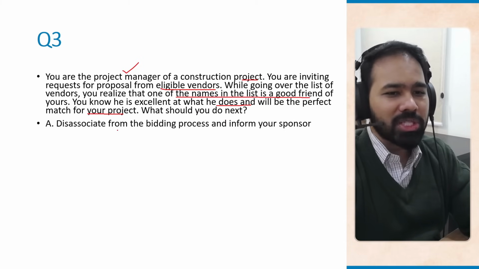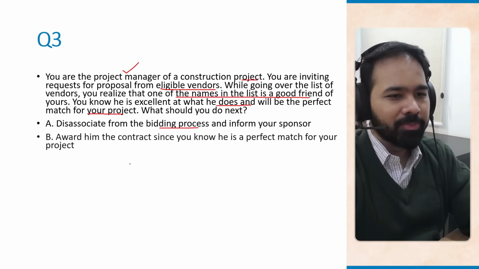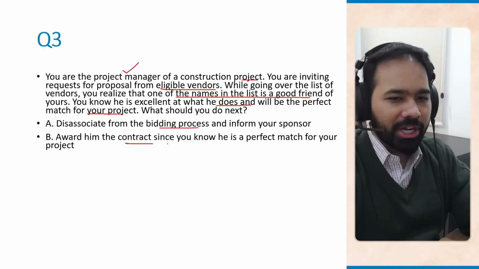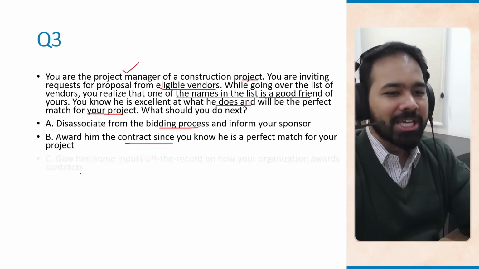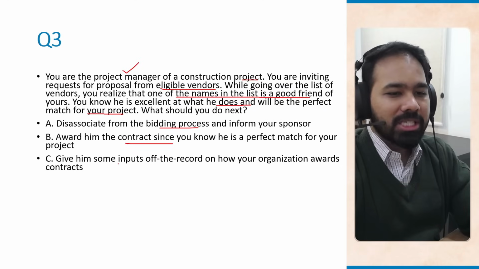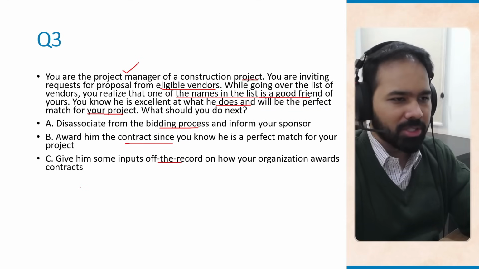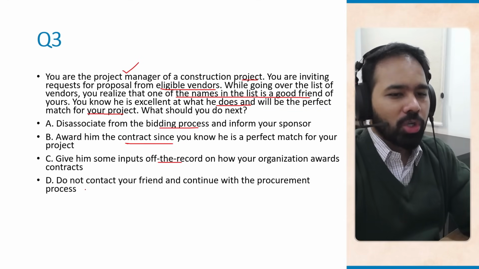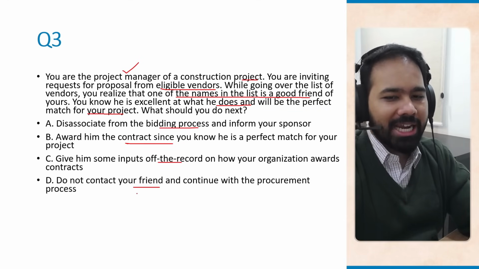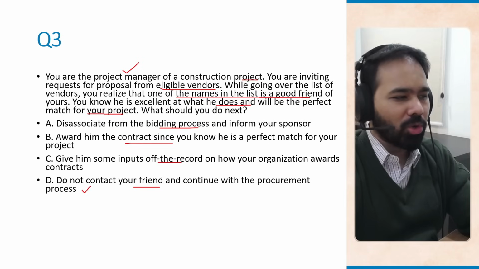A. Disassociate from the bidding process and inform your sponsor. B. Award him the contract since you know he is a perfect match for your project anyways. C. Give him some inputs off the record on how your organization awards contracts. So give him some more information. D. Do not contact your friend and continue with the procurement process.